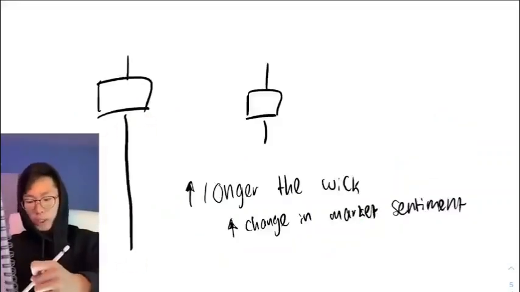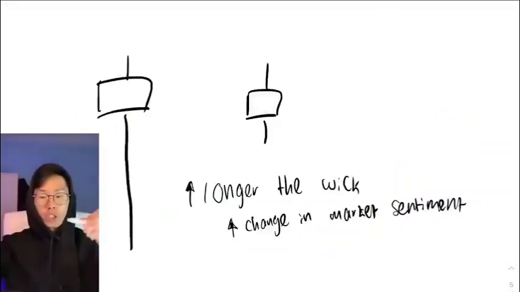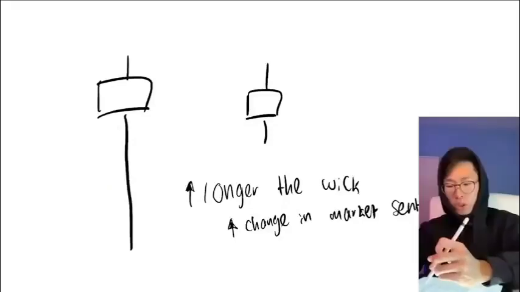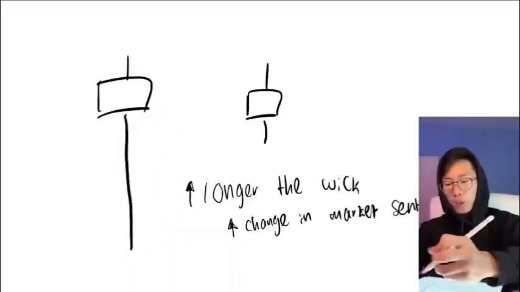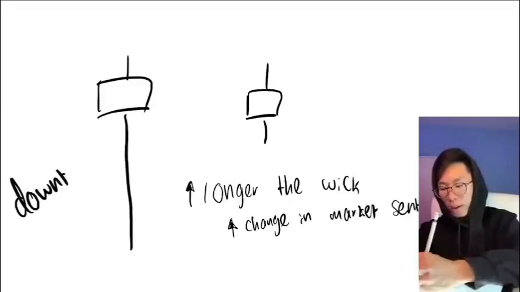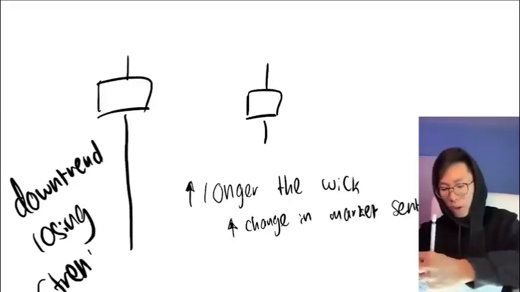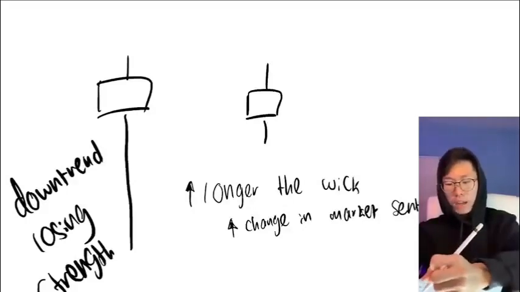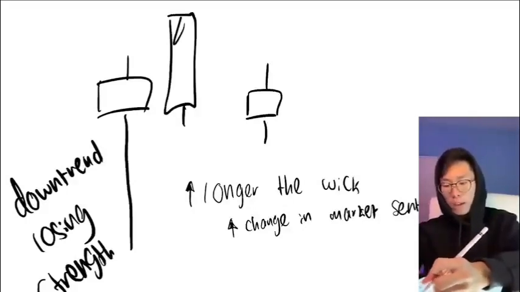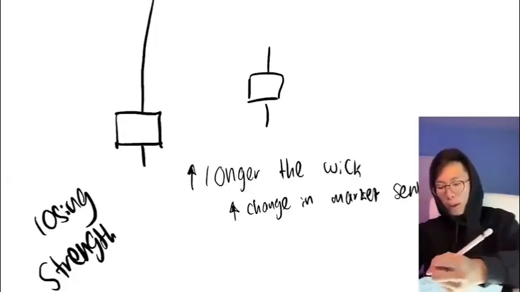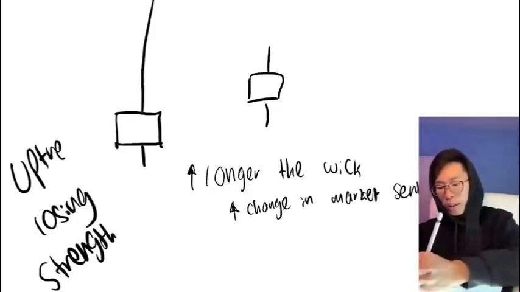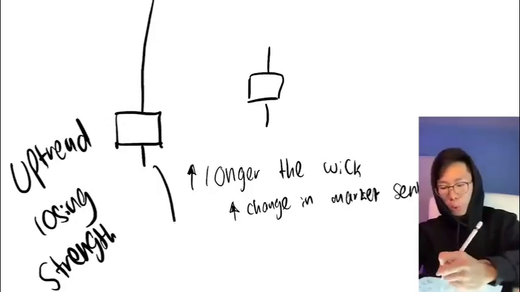Guys, the longer the wick, that means there is an increase in change in market sentiment. If you recall, I mentioned just now that the longer the lower wick, it means that the buyers are pushing the price up. So what this means is that the downtrend is actually losing strength. When you see this long lower wick, chances are the next candlestick will be some sort of green candlestick pushing the price up. And when you see a candlestick with a long upper wick like this, it means that the uptrend is losing strength and price is about to head back down.